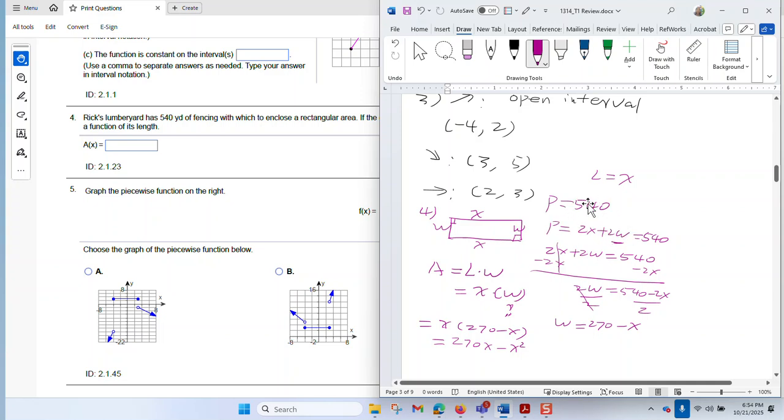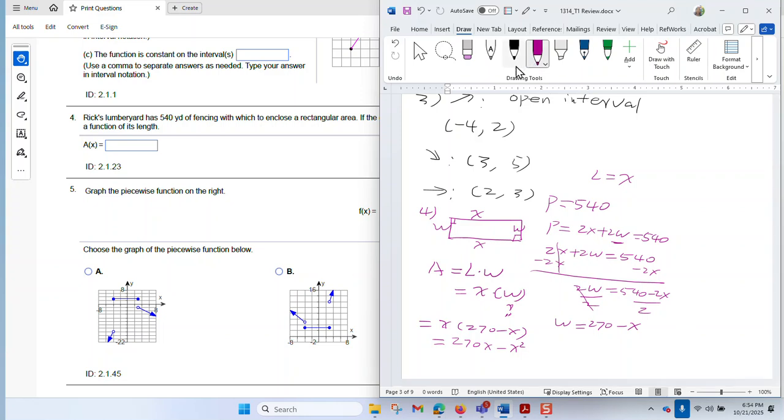This means you have this much material and you need to build 4 sides. So this is the perimeter. All right, perimeter, you're going to have the 4 sides add up together. So in here it will be 2x plus 2w. And then go solve for w. Okay, after that, replace w in here. Substitute w with 270 minus x. And you will get this final answer.